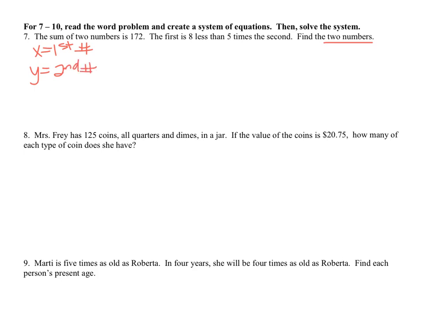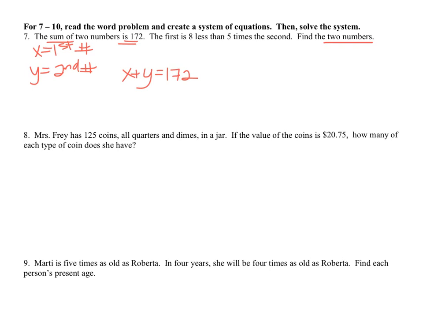In the first sentence, it says the sum of the 2 numbers is 172. Sum would indicate we're adding them together, x plus y. Is separates one side of the equation from the other, so I'll put equals 172.